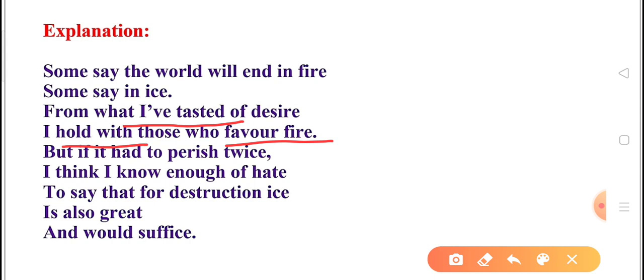But if it had to perish twice, die. But in case of this world, we'll say destroy and devastate, come to an end. But he says that suppose we have to die two times. So first time fire is okay, it will destroy the whole world. If we have a chance to revive and get another chance for death, so obviously ice is also equally strong and can destroy the whole earth. This is only the wordplay by Robert Frost, a beautiful way of weaving the theme out of these words. Actually, he wants to convey one message: hatred and strong desire are both equally capable of destroying this world.